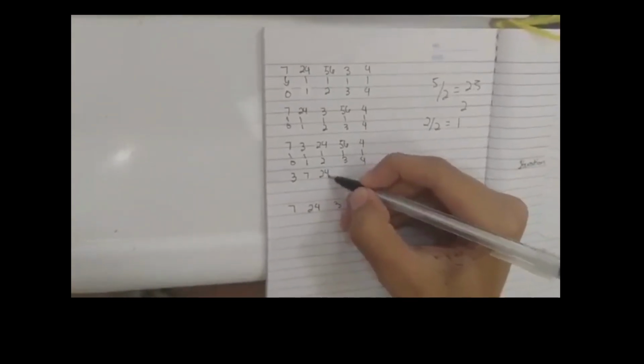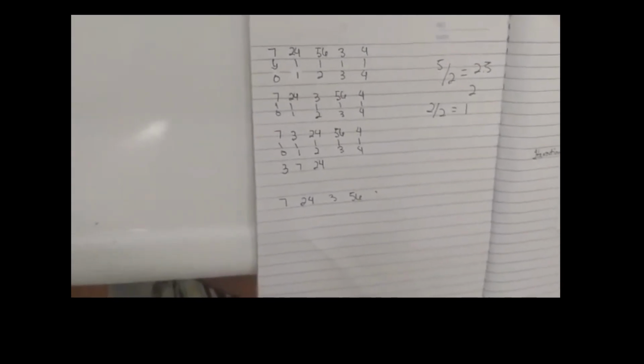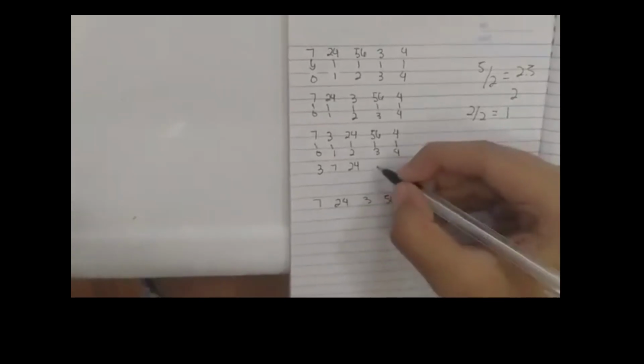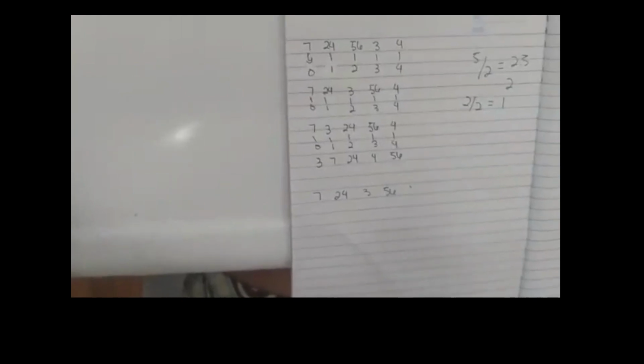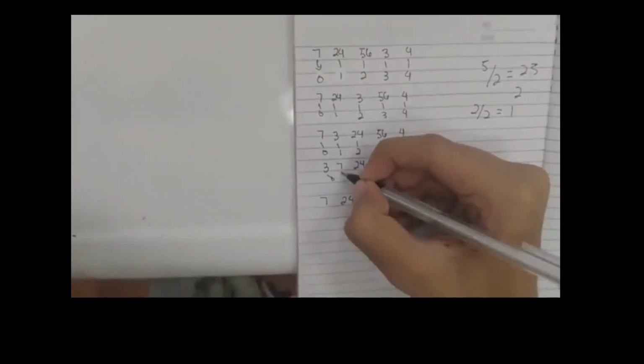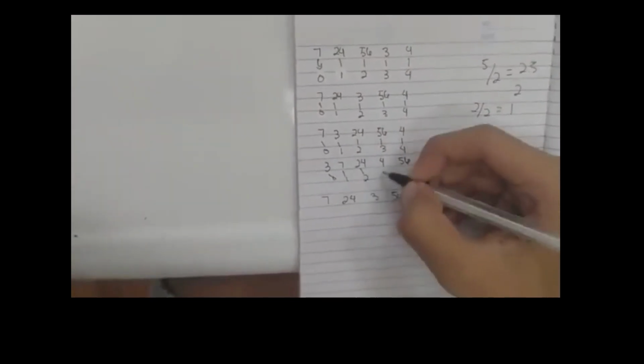And then 24. Then 4 minus 3 will be 1. And so they will swap places. Then repeat it again. 0, 1, 2, 3, 4.